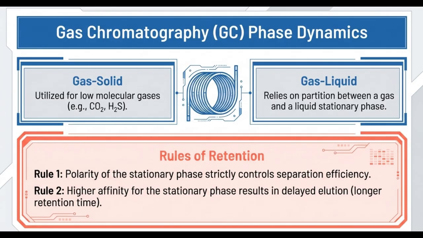Gas chromatography, or GC, uses a gas as the mobile phase, typically helium or nitrogen, and the column is housed inside a temperature-controlled oven. Because the mobile phase is a gas, the sample must be volatile or must be chemically converted into volatile derivatives before analysis. Two rules govern retention in gas chromatography. Rule 1 is that the polarity of the stationary phase strictly controls separation efficiency. Rule 2 is that a higher affinity for the stationary phase results in delayed elution, meaning a longer retention time. GC is the method of choice for analyzing low molecular weight gases and volatile organic compounds.